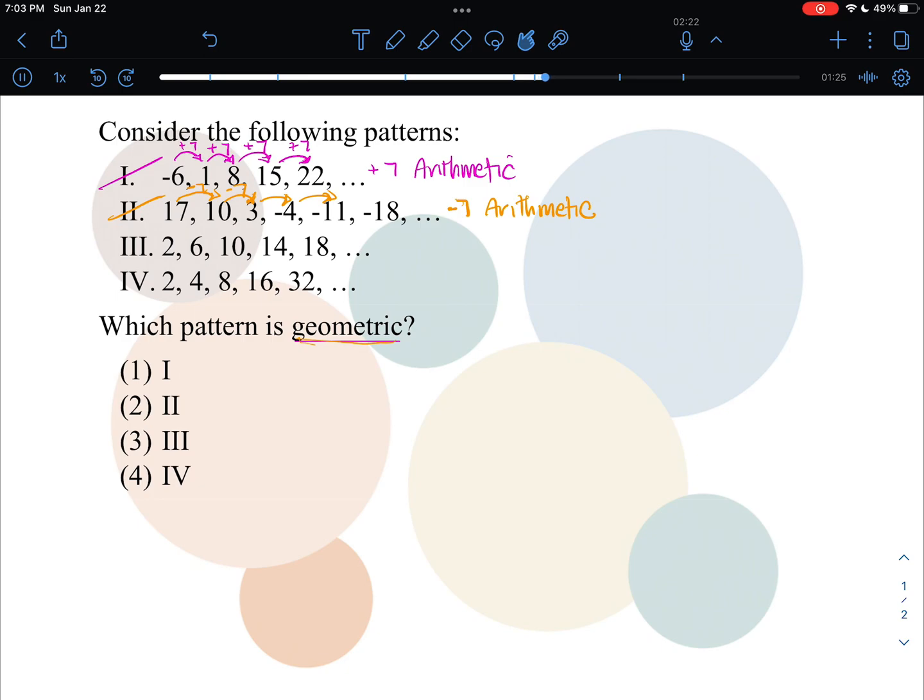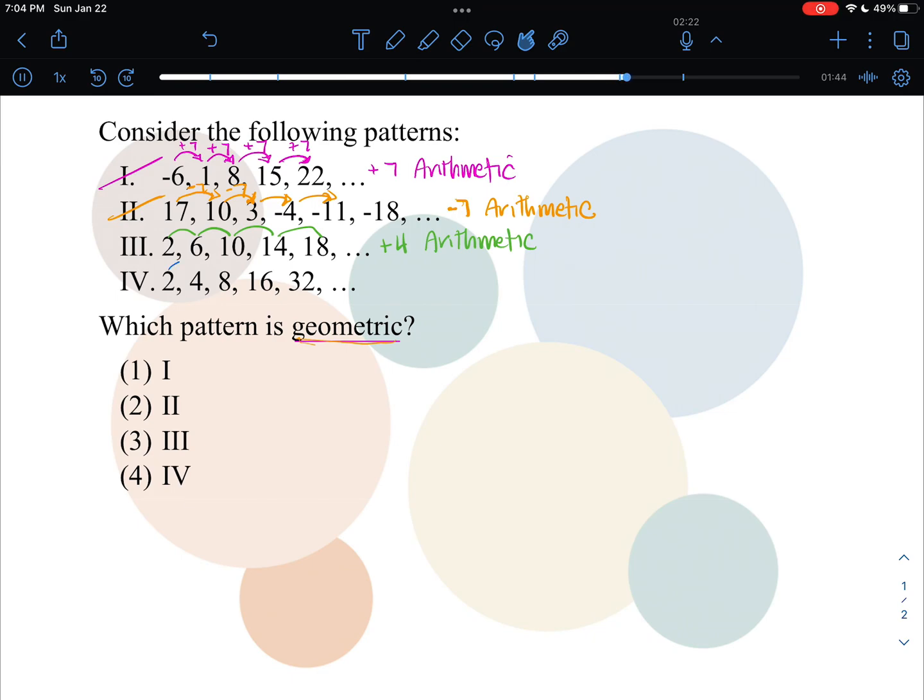Looking at pattern number 3, pattern number 3 would be 2 to 6, 6 to 10, 10 to 14, 14 to 18. Definitely looks like I'm adding 4. That is also arithmetic, so if I've done it correctly, my last one should be geometric, but I'm going to double check to make sure.